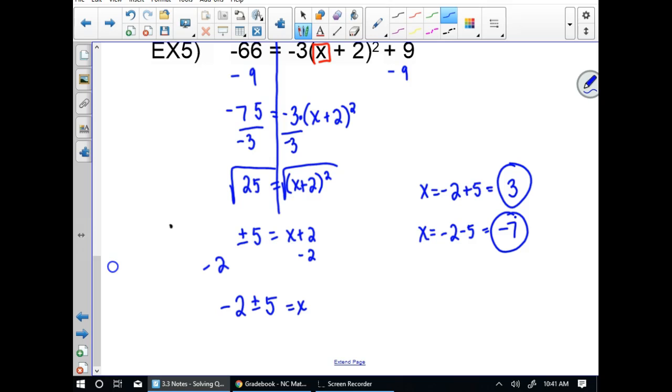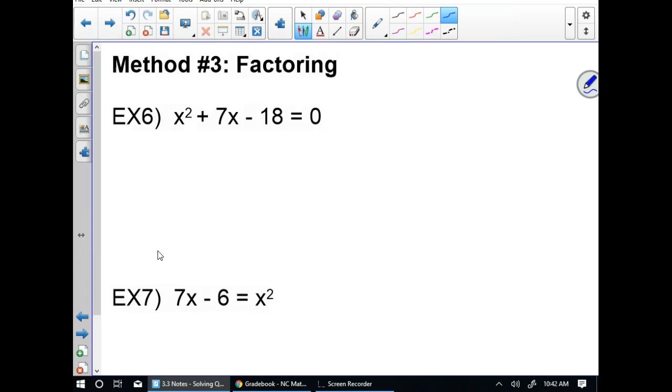Not all, but most of these problems end up with 2 answers. So whenever you're doing these problems and you get to the bottom, normally you're going to have 2 answers. When we get a little more into this, we'll talk about which ones do and which ones don't have 2 answers. Okay, questions? All right, this is a method you can use when you just have a single x.